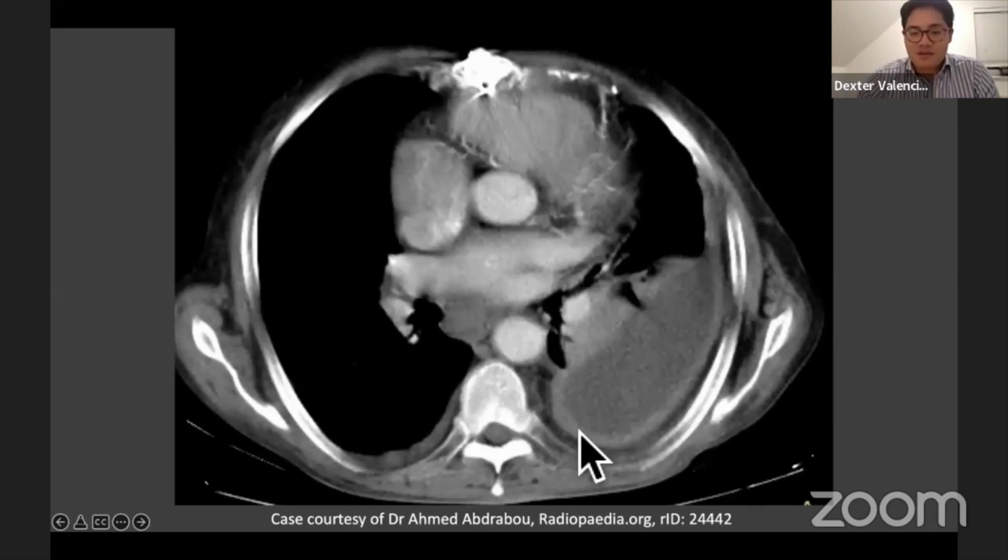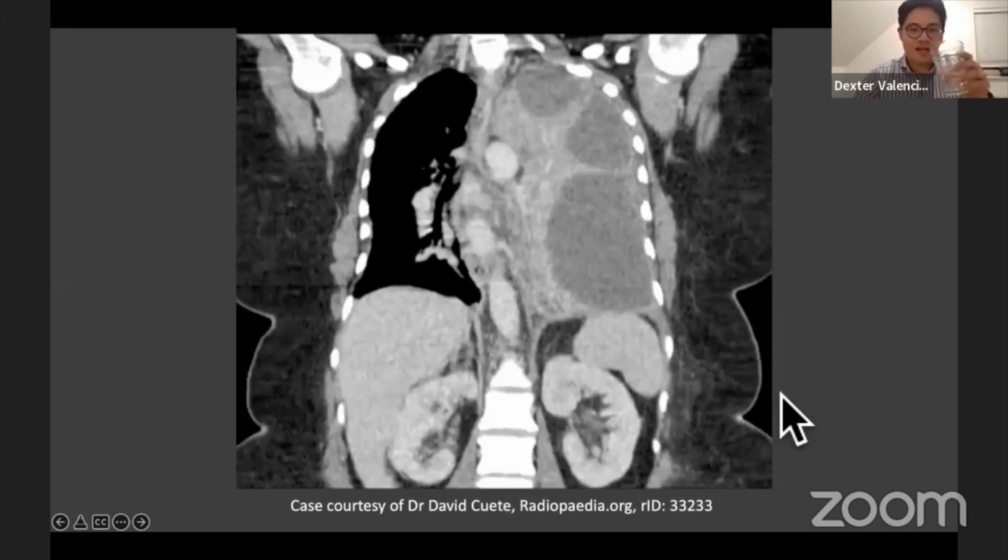Here we have a nice empyema on the left with that split pleura sign that we were mentioning before. This is an infected fluid collection. And this is just another one. We can see it's quite large on the left side. This is a left empyema.